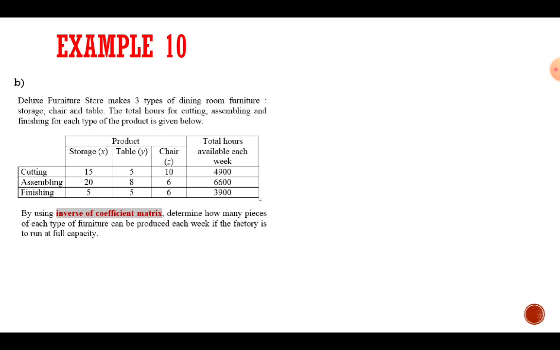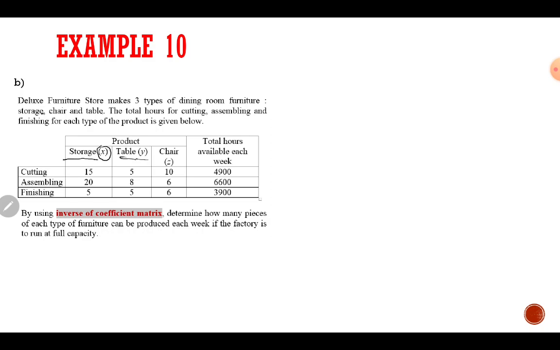So maknanya dari permasalahan ni, you have to know on how to translate it first ke dalam bentuk persamaan, equations. Okay, dan daripada situ you have to transform it into matrix operation. So kat sini saya rasa boleh faham sebab dia dah denote 3 types of dining furniture, storage, chair and table ni as a variable respectively. Untuk storage X, untuk table Y, untuk chair Z.